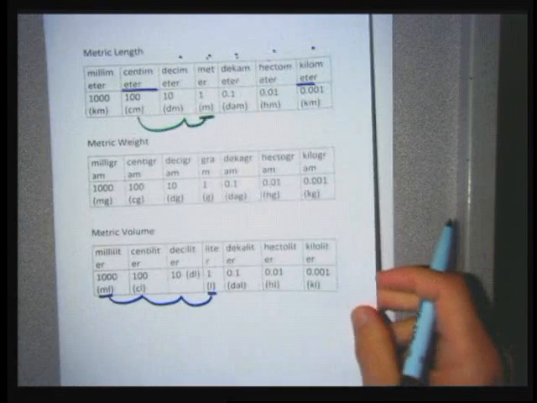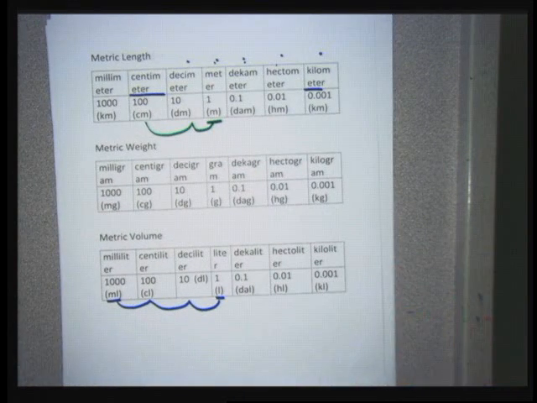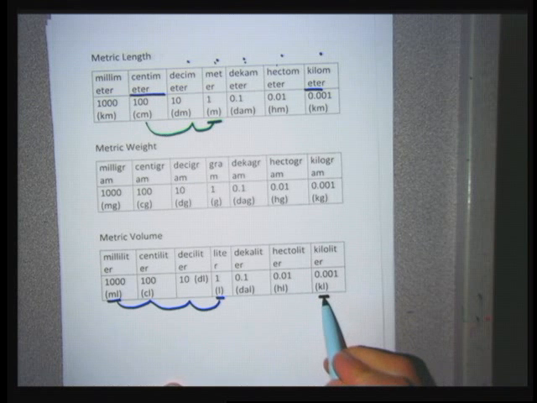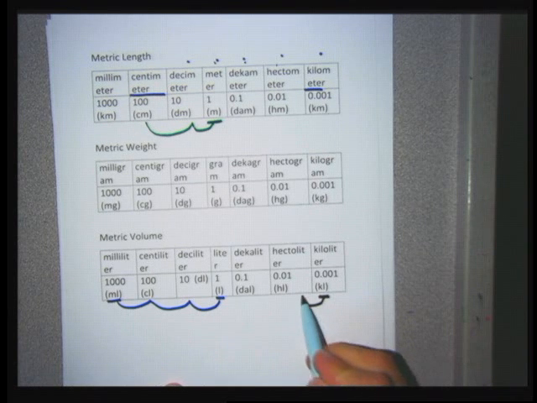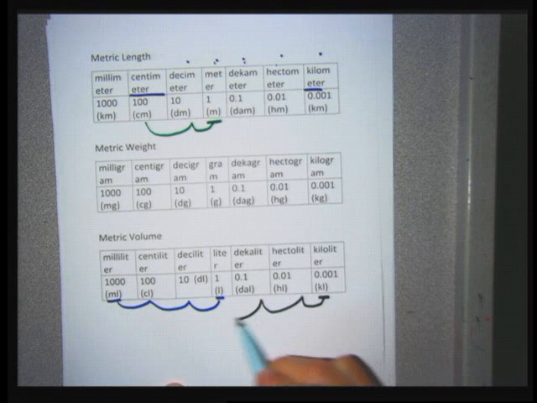Okay, so 3 and 4 will work similarly. In number 4, I'm converting from kiloliters to liters. In number 3, you're converting from milligrams to grams. So I'm going to do number 4, going from kiloliters to liters. I find kiloliters, and I count how far to go to liters: 1, 2, 3.